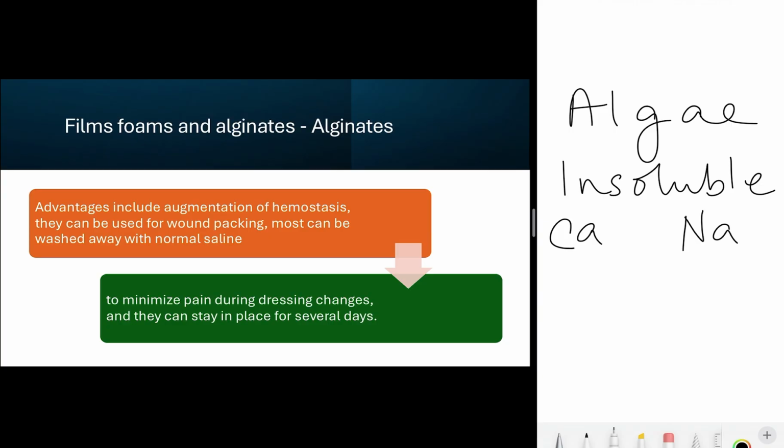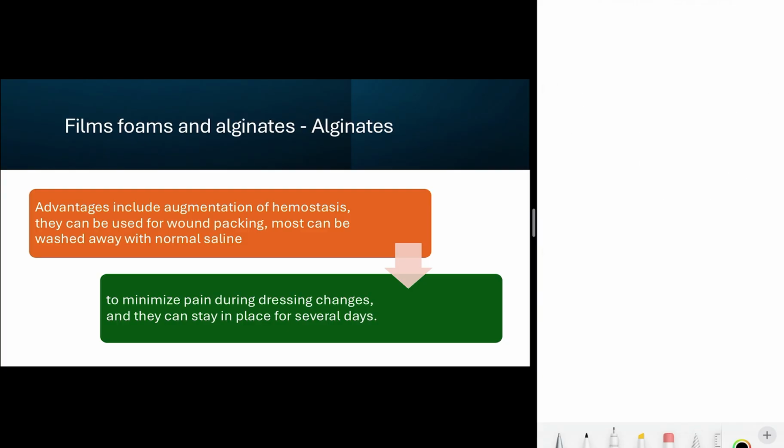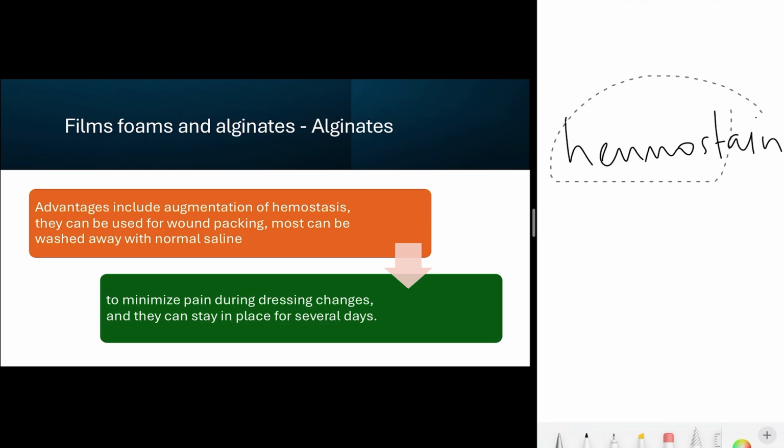So alginates come in various forms including ribbons, beads and pads, and they are more appropriate for moderately to heavily exudative wounds. So what are some of the advantages? Alginates augment hemostasis and they can be used for wound packing, and most can be washed away with just normal saline, and there will be minimal pain for the patient. These alginate dressings can be left in place for several days.